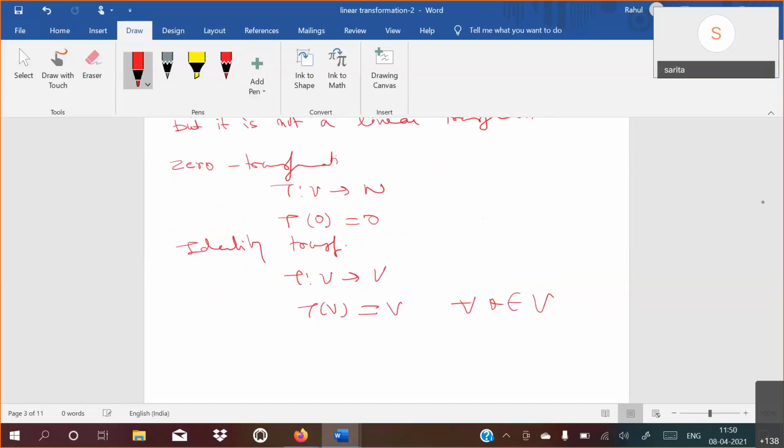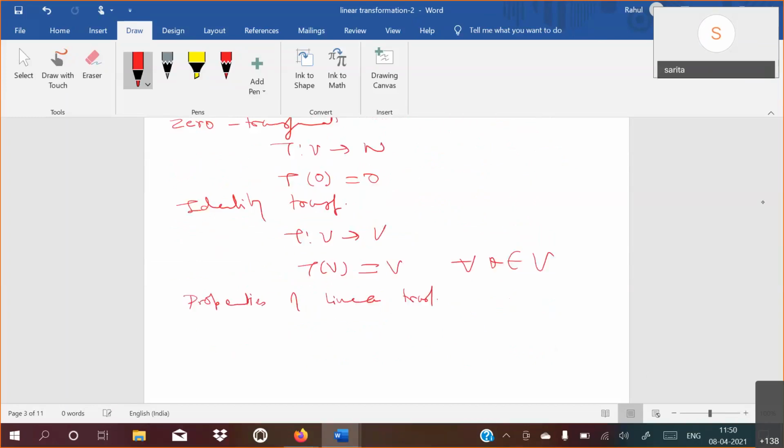Right? And there are some properties of linear transformations. So if you have T from V to W, and u and v belong to V, then the first property is that T(0) is 0. Second property, T(-v) is equal to -T(v).